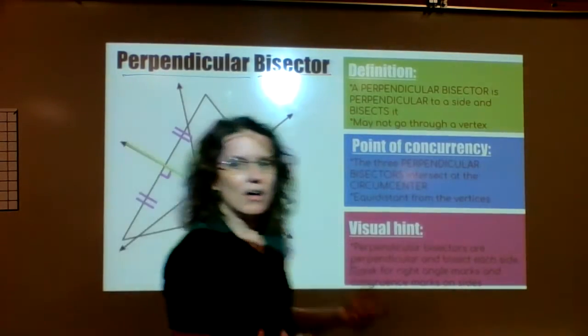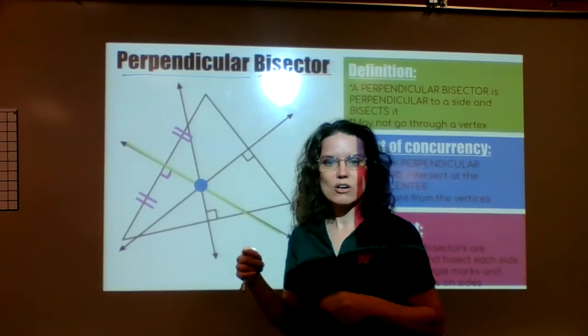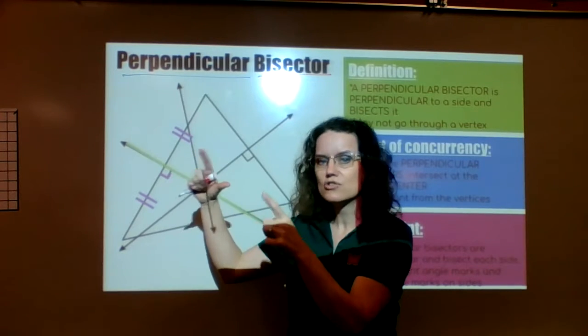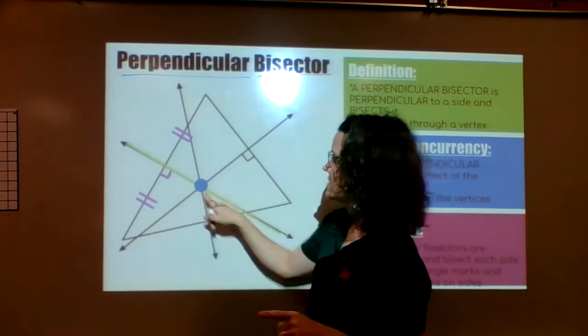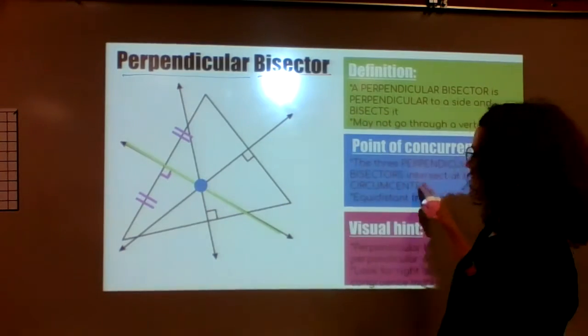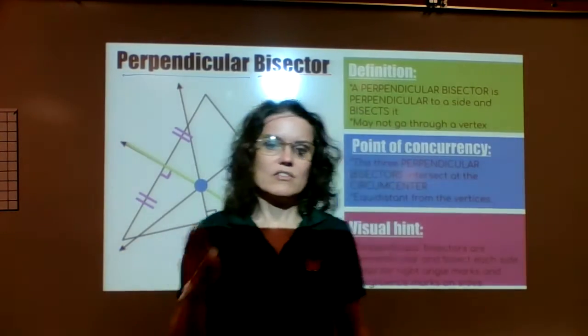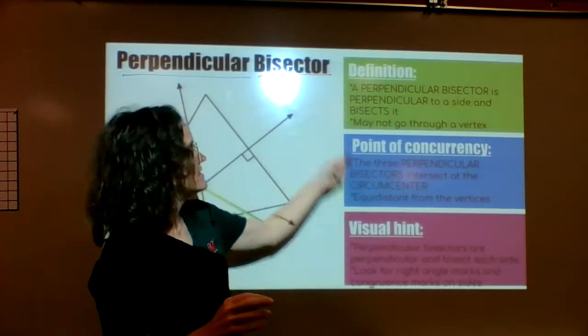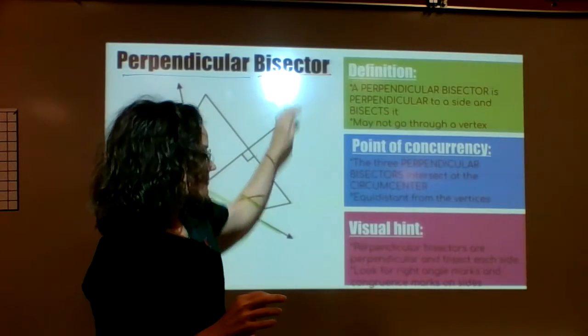These three pieces also always meet at a point of concurrency. No matter how goofy or scalene your triangle is, these will all three always meet at the same spot here. And this is called the circumcenter. The circumcenter is the point of concurrency for your perpendicular bisector.